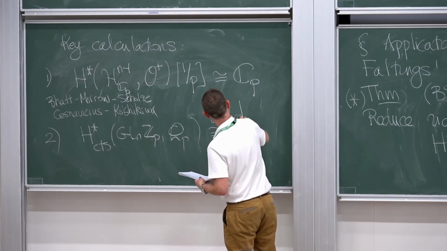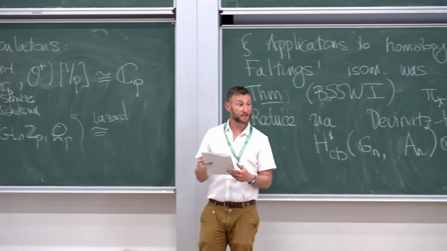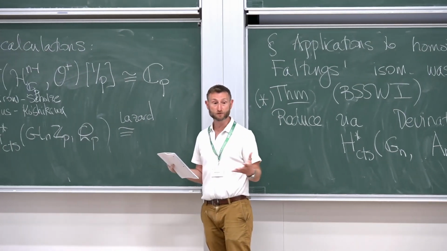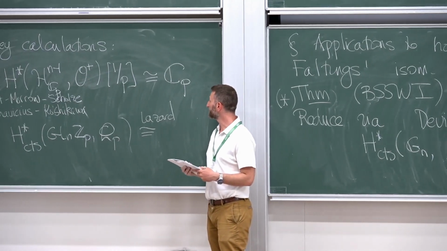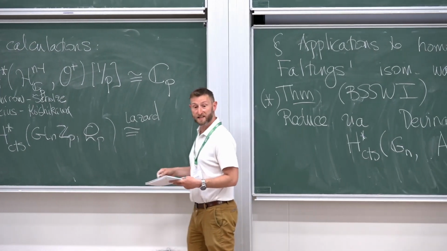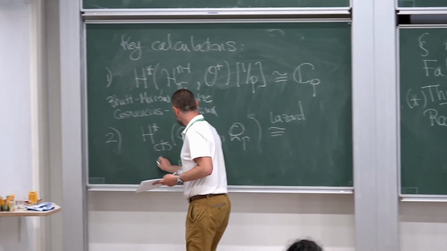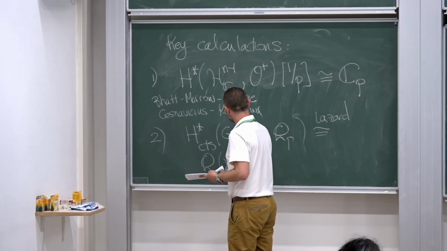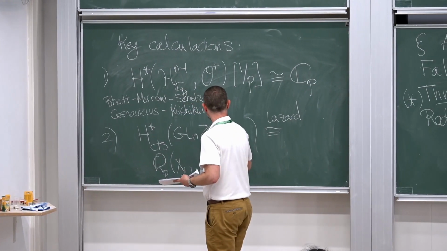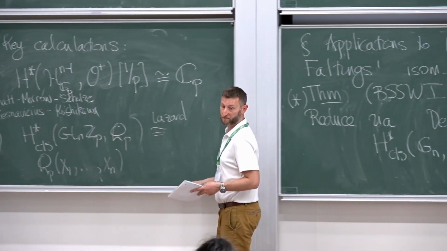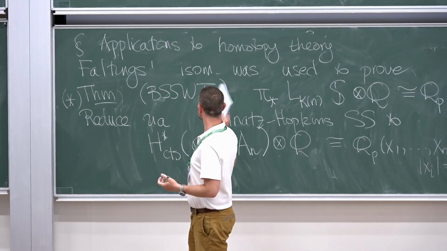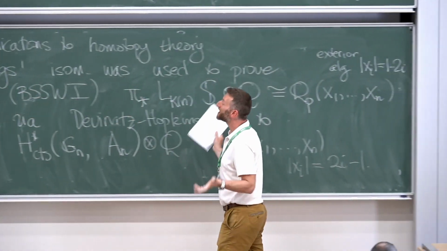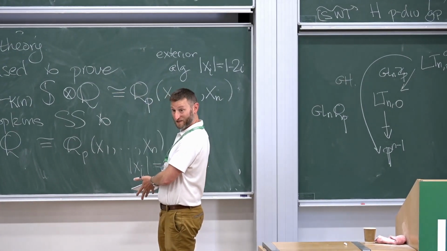Well, Lazard wrote a whole book on how to compute the continuous cohomology of p-adic Lie groups with coefficients where p is invertible, at least. And those techniques tell you exactly what you expect it to be, which is Q_p, exterior algebra on n generators, just as was expected. So, in broad strokes, how was this theorem proved?